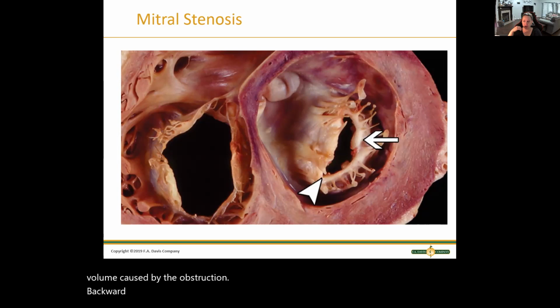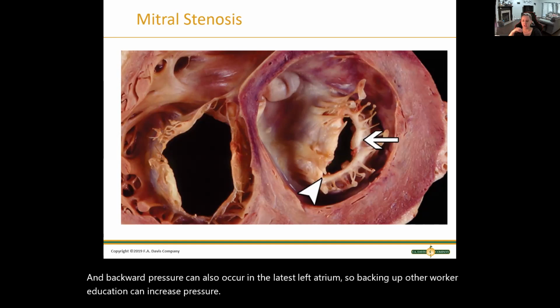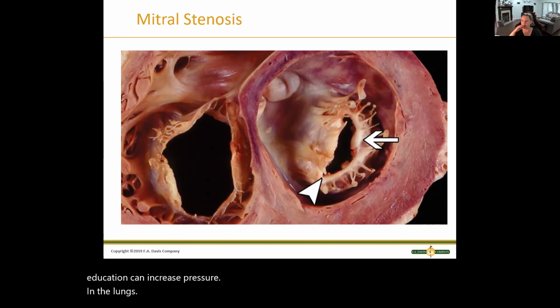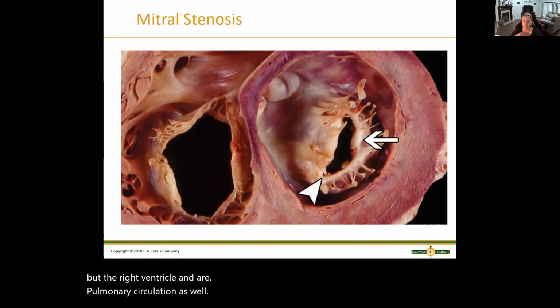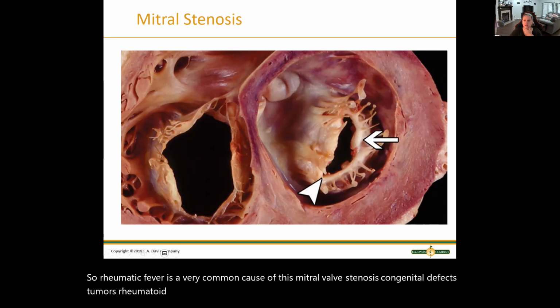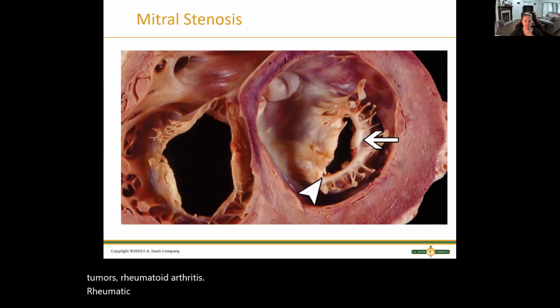Backward pressure can also occur in the left atrium. So backing up the regurgitation can increase pressure in the lungs as well, and can eventually cause the right ventricle to dilate. It can become so severe that it will not only affect the left ventricle, but the right ventricle and our pulmonary circulation as well. Rheumatic fever is a very common cause of this mitral valve stenosis. Other causes are congenital defects, tumors, and rheumatoid arthritis, but rheumatic fever and congenital defects are your most common causes.